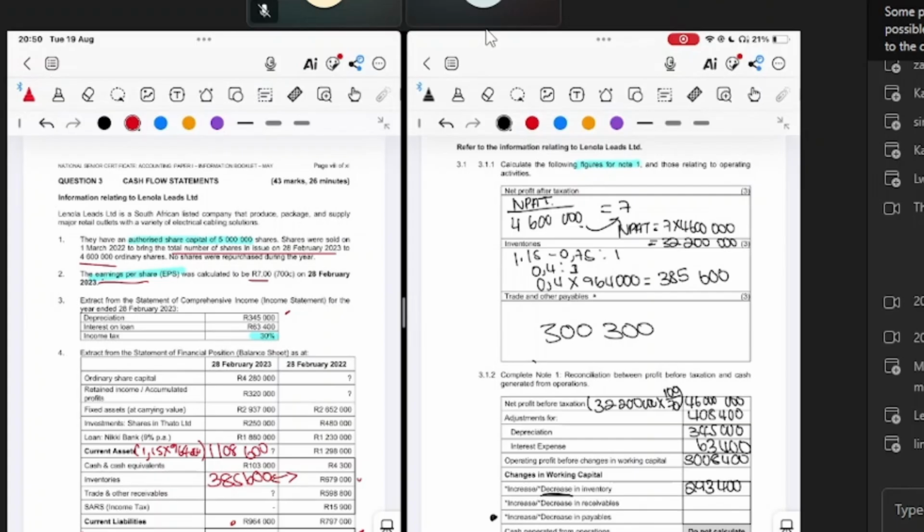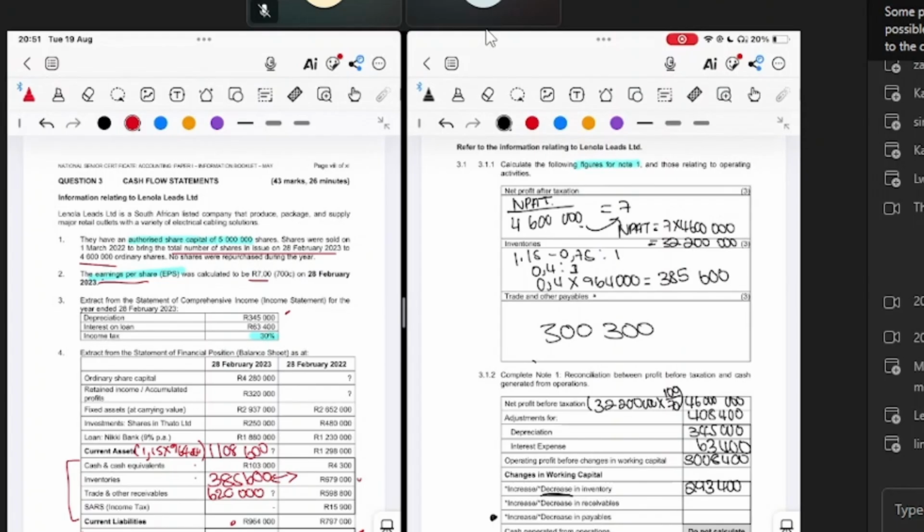Those are our current assets. Current assets are made up of the following accounts, so if we subtract the other accounts, we'll get our trade and other receivables. That will be 1,108,600 minus 103,000 minus 385,600, and that will give you 620,000, which is our trade and other receivables. Okay, any questions there? Okay.